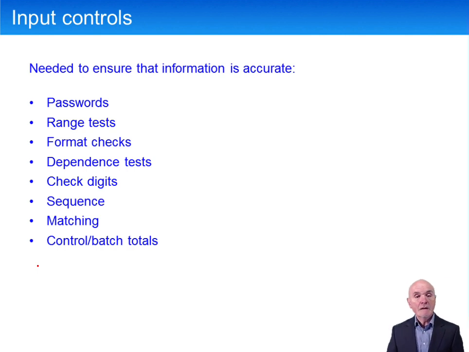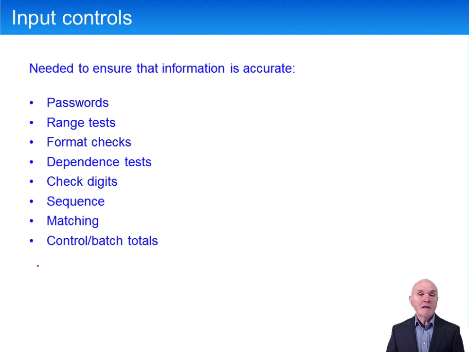Check digits, specially constructed data: numbers, account numbers, part numbers, employee numbers. They have to comply with certain mathematical rules, and if you mistype something, the chances are these rules will not be complied with, and the machine knows it's wrong.